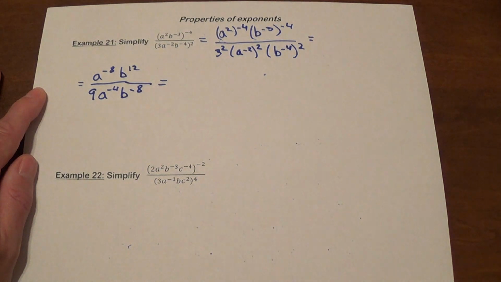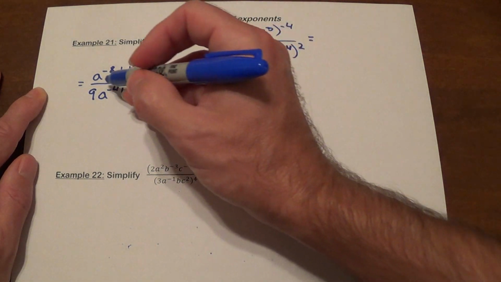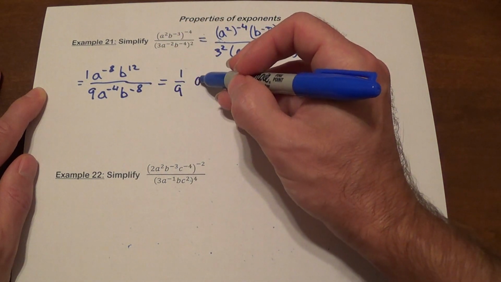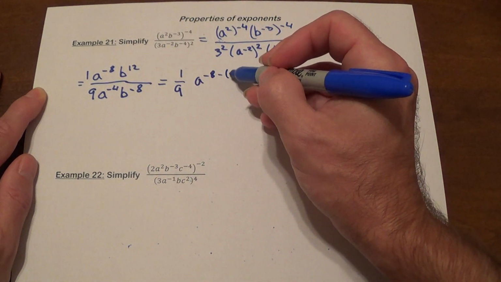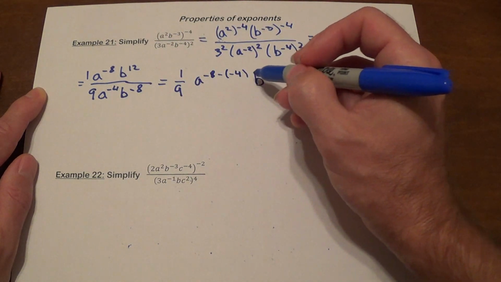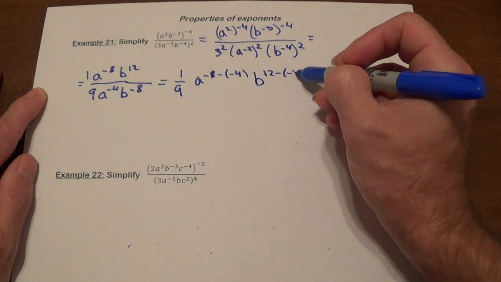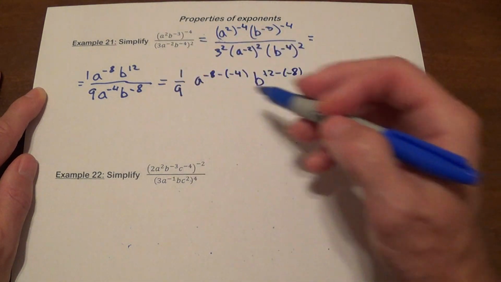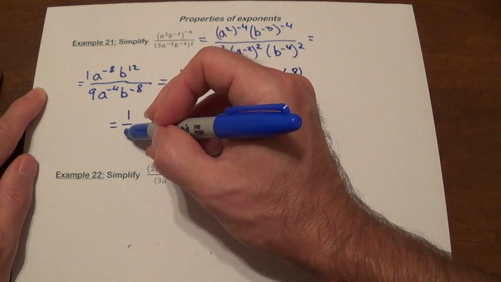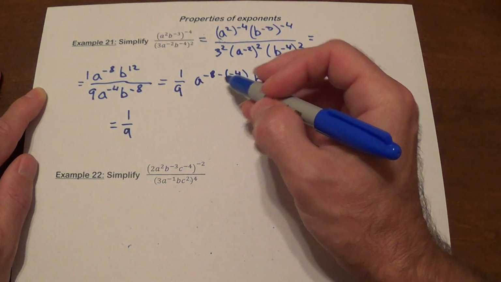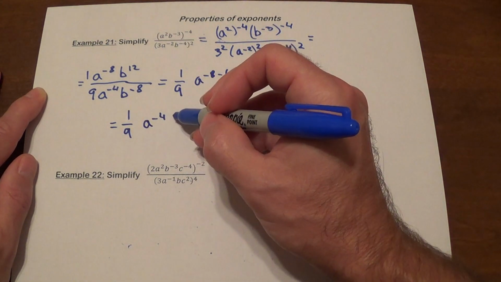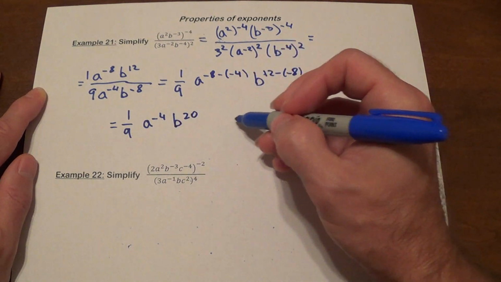So what we're going to do now is we're going to subtract the exponents. So that's 1 over 9. It's going to be a to the power negative 8 minus negative 4. Subtract the exponents here. Times b to the power 12 minus negative 8. Subtract the exponents here. So what is all this going to give us? That's 1 over 9. This is negative 8 minus negative 4. That's a to the power negative 4. 12 minus negative 8. That's b to the 20th power.